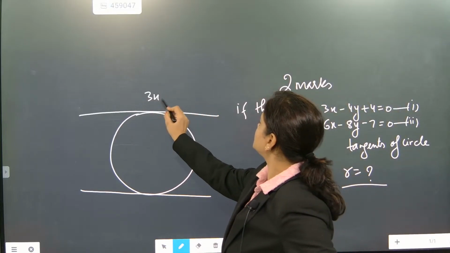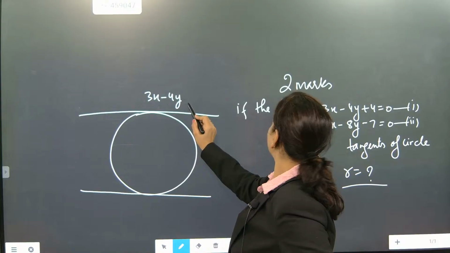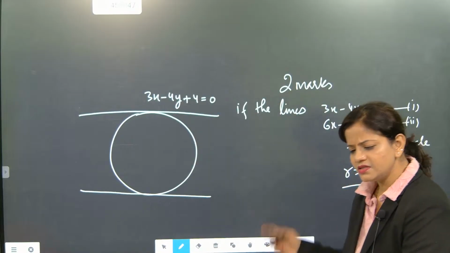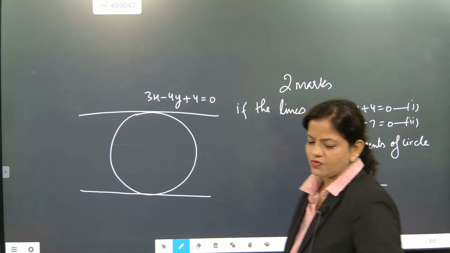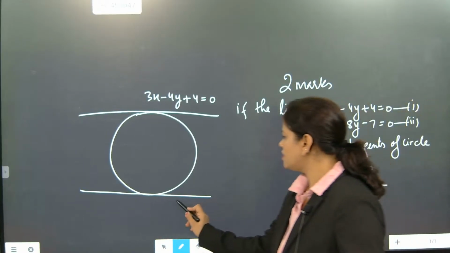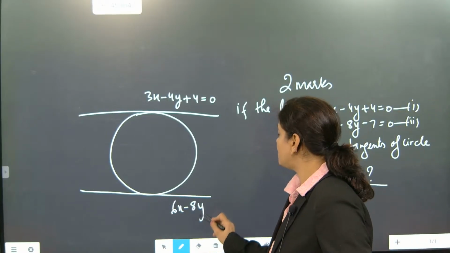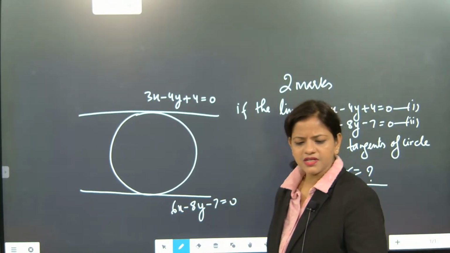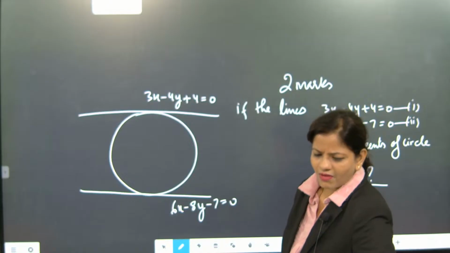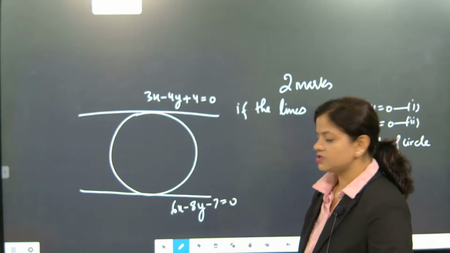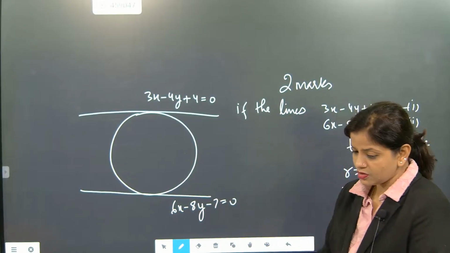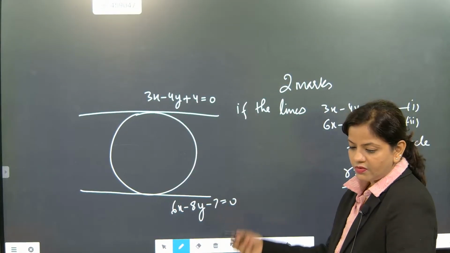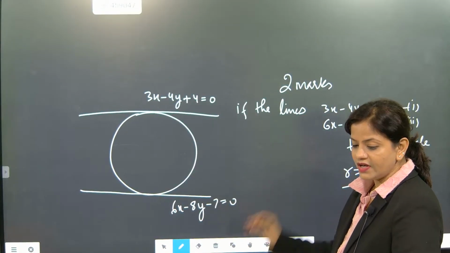The equation given is 3x minus 4y plus 4 equal to 0. How do we come to know that the tangents are parallel? I'll teach you one trick. Remember this. Here, 6x minus 8y minus 7 equal to 0. Now, the tangents can be drawn anywhere. Why has this been drawn parallel to this? There is a rule. Always remember that rule. When you were in class 10th, you studied one basic rule. Listen to this rule very carefully.